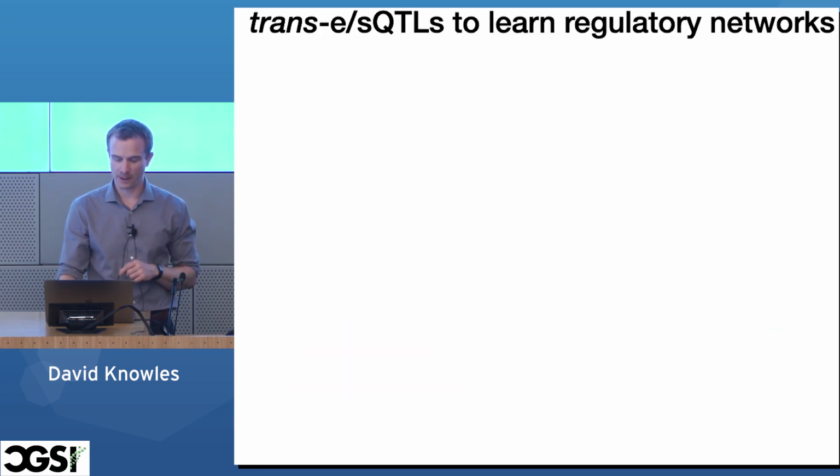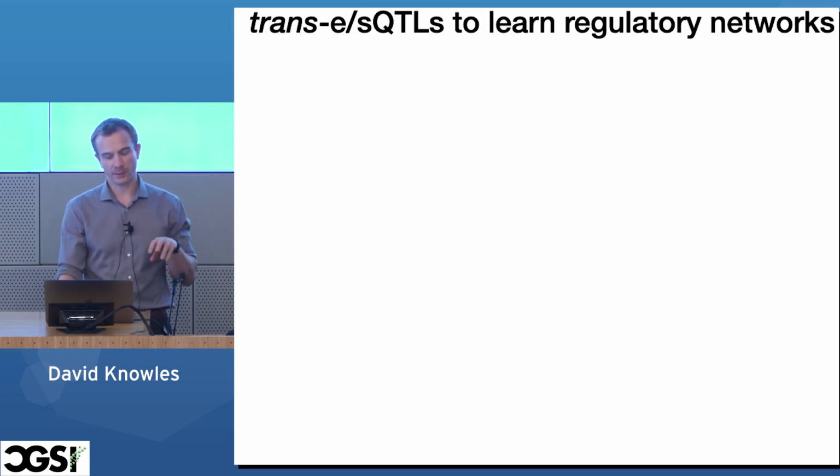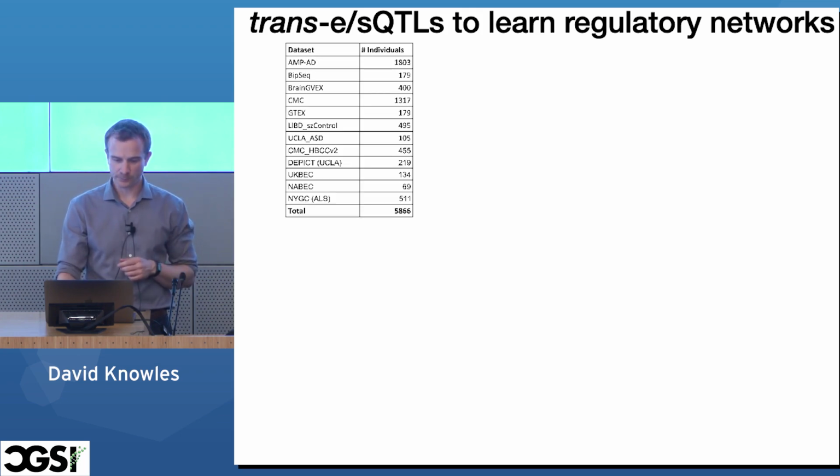To give you a sense of where we're going with this work, we're really excited to try and apply this to looking at gene regulatory networks. So here, this would be attempting to estimate a gene regulatory network that, unlike something like a co-expression network, is directed and also has some causal meaning to it. The data we would need to do this would be well-powered trans eQTL, and potentially sQTL data.